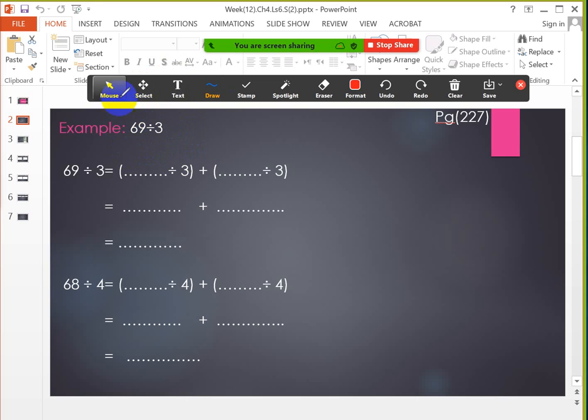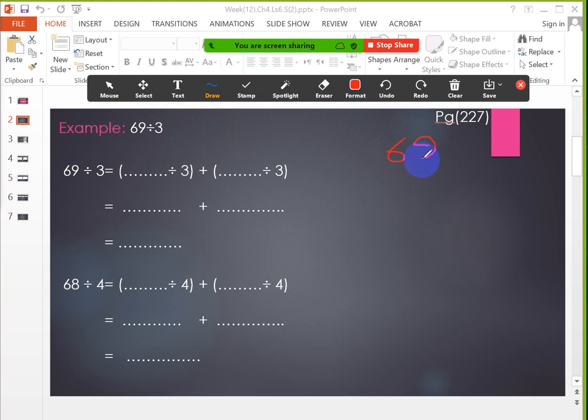So how will I use this property to find the division for 69 divided by 3? I want to find this division by using distributive property. So distributive property told me that you can break 69, which is the two-digit number.